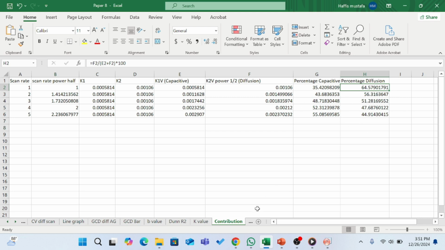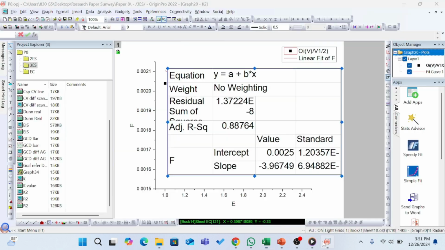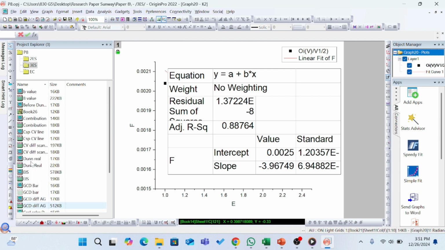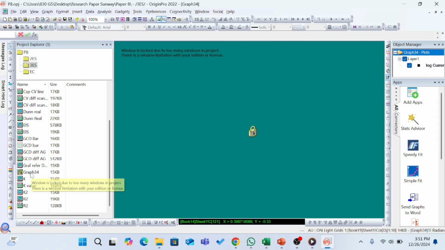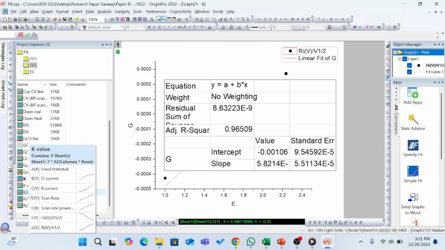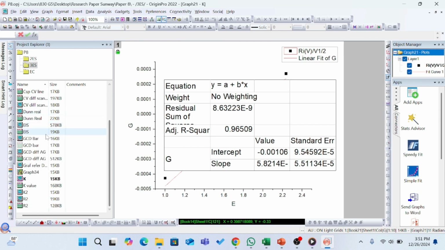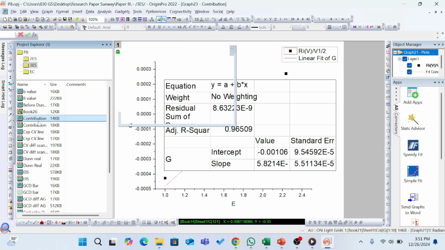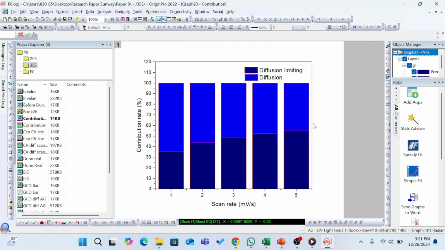So if we already know it in terms of percentage, you can plot, if I'm not mistaken, the bar chart, GCD bar, the bar chart. Is it this one? Let me check this one. No, I don't think I plot for the bar chart. So yeah, this one, contribution. You can plot in terms of bar chart. Let's say in scan rate 1, the contribution of diffusion limiting how much, diffusion how much. So in the bar chart, you can plot.